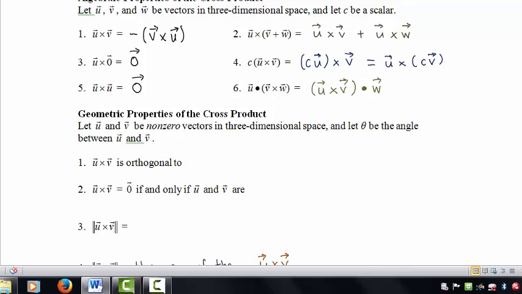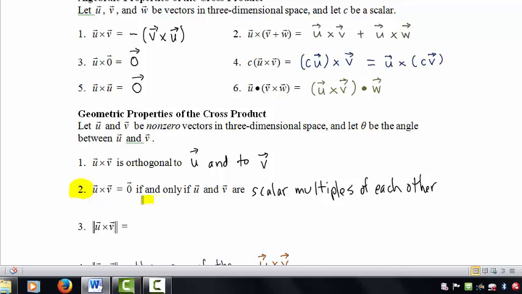Let's get to some geometric properties of the cross product. Probably the most important one. U cross V is orthogonal to U and orthogonal to V. Secondly, U cross V equals 0 if and only if U and V are scalar multiples of each other. Now what if and only if means is the following. We have a two-way statement.